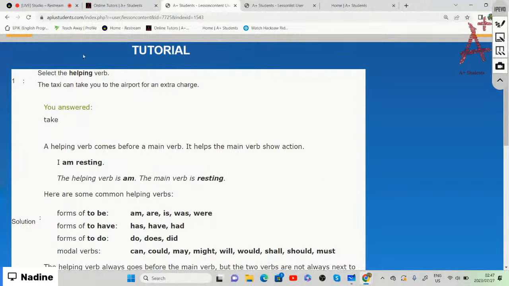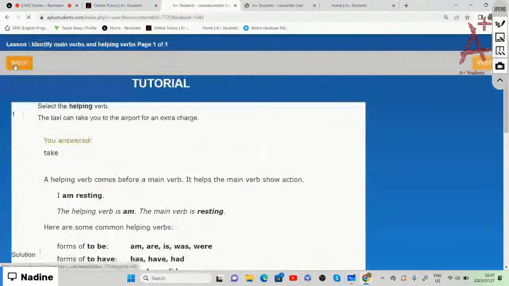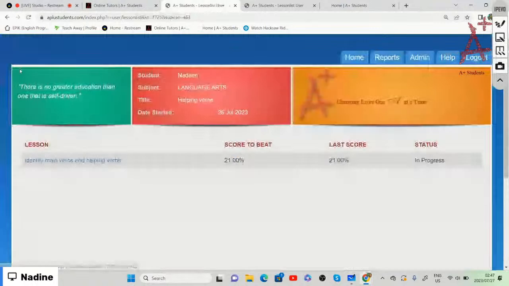All right, so grade six, that is now the end of our lesson on helping verbs. And we identified the main and helping verbs within that chapter of helping verbs.